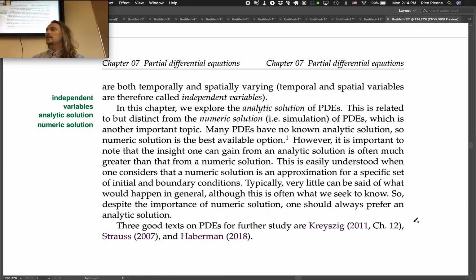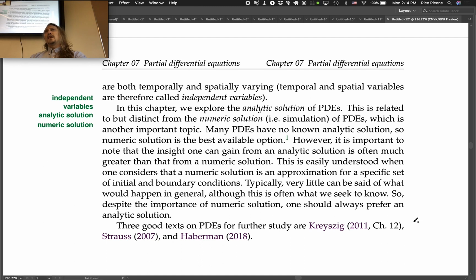I like Kreyszig's Chapter 12 on it, Strauss, and Haberman. I think that the other two are certainly much more complete texts on PDEs. They're both quite good. Maybe my preference is the Haberman one, but Strauss has some good things in it too.